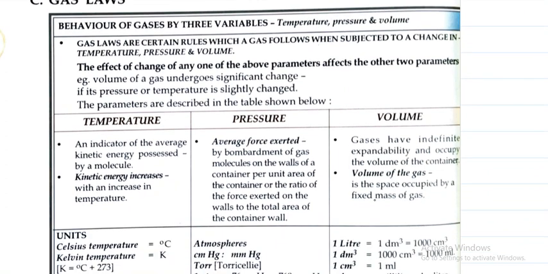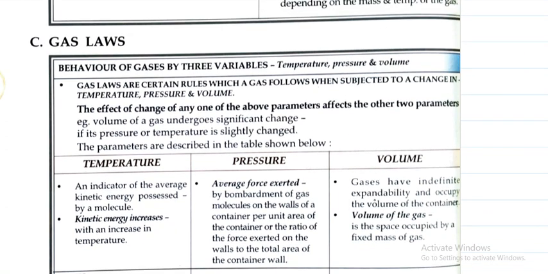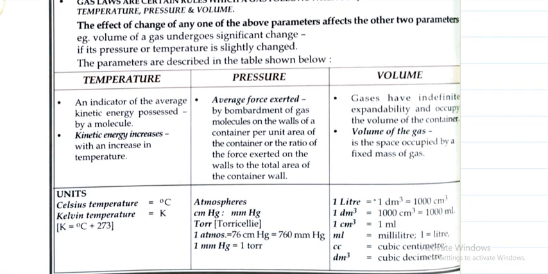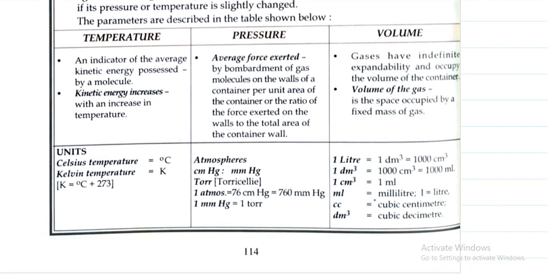Next we will see gas laws. But before understanding gas laws, we have to understand some parameters which we check. For gas, three parameters we should know. The first parameter is temperature. Temperature is an indicator of the average kinetic energy possessed by a molecule. That means temperature is nothing but the average kinetic energy of a molecule of gas.